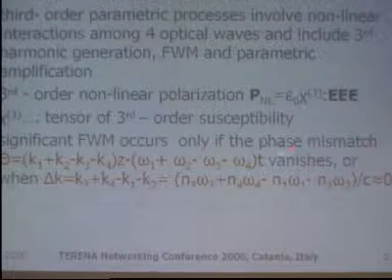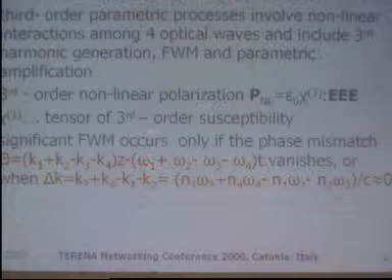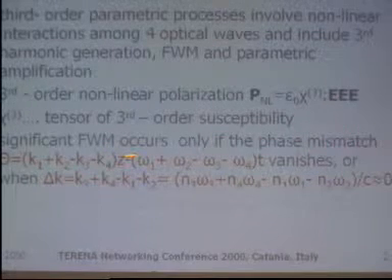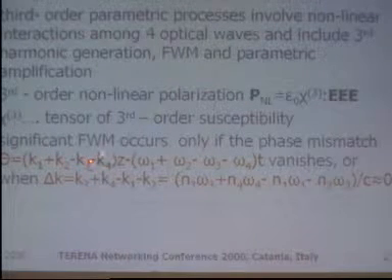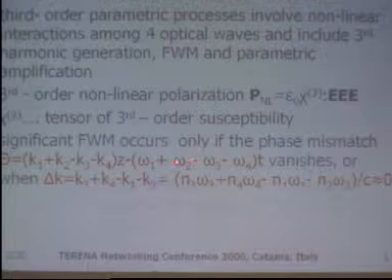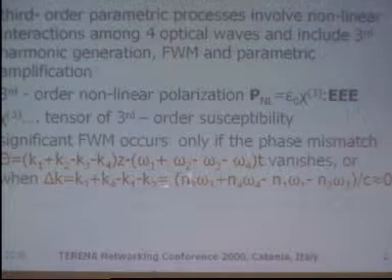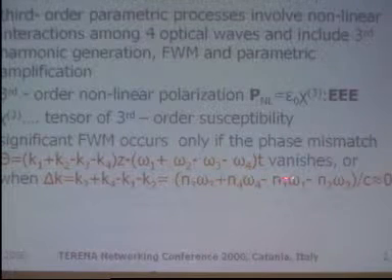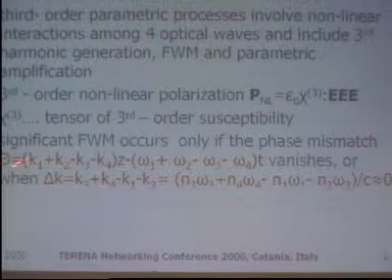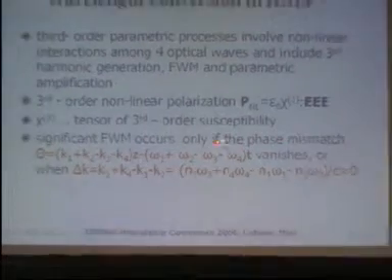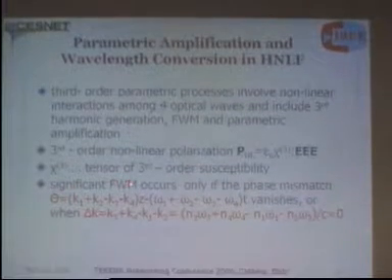And significant four-wave mixing occurs only if the phase mismatch condition between these four waves is fulfilled. That means k1, k2, k3 are wave vectors of these four waves. Omega 1, omega 2 to omega 4 are the angular frequencies of these four waves, and n1 to n4 are the refractive indexes of these four waves at the frequencies omega 1 to omega 4. So when this phase mismatch condition is fulfilled, then only and only then significant four-wave mixing occurs.